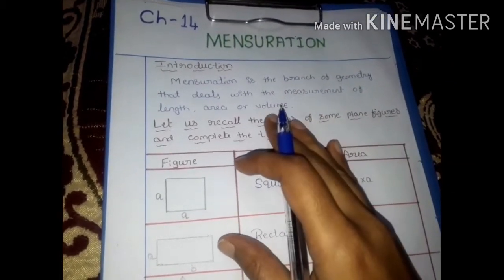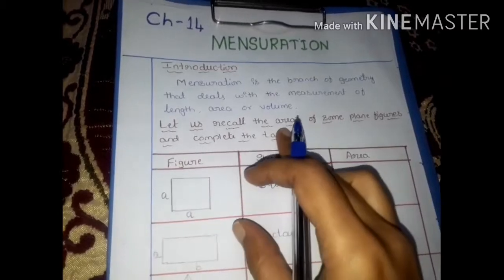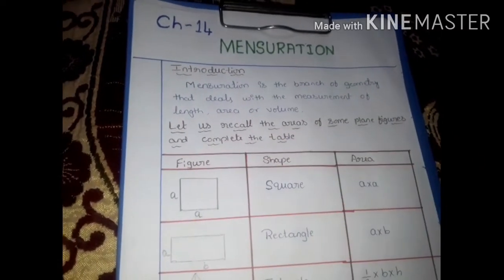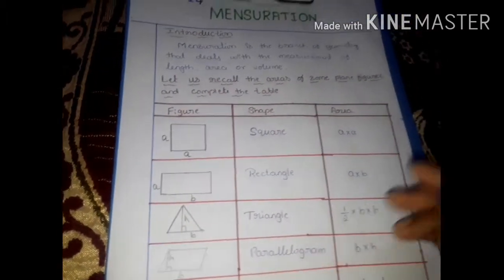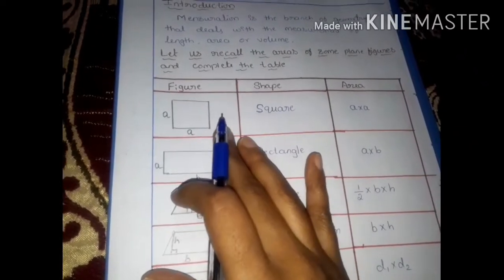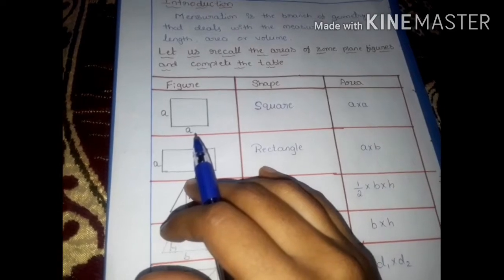Now, before we start worksheet 1, let us recall the areas of some plane figures and complete the table. It is given in the textbook. You can also refer to your textbook, children. Here in this table they have given figures. You have to name each figure and also write the formula to find the area. You already studied this concept in previous classes. Now let us recall that.